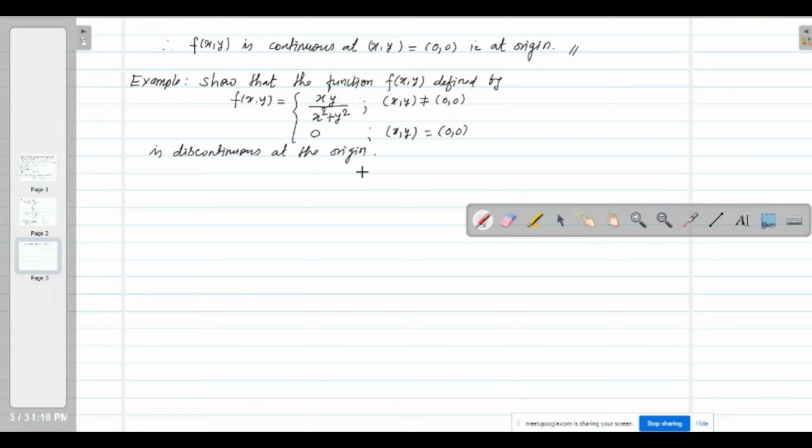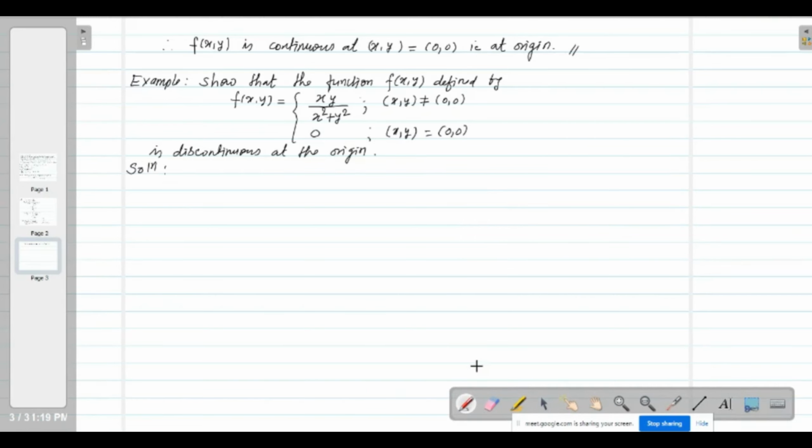Discontinuous at the origin. Okay, let us show how this function will be discontinuous. So what is given to you? Just write down the given function f of x comma y equal to x into y divided by x square plus y square. Okay, now we will choose the path. Let us take a general path, along the path y equal to mx. This is a straight line. So we are choosing this path y equal to mx as x tending to 0.